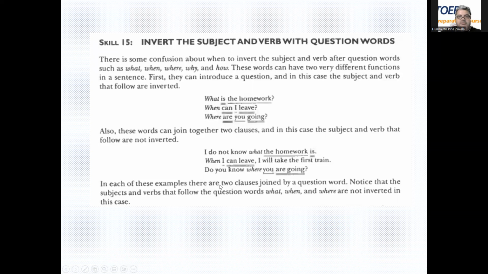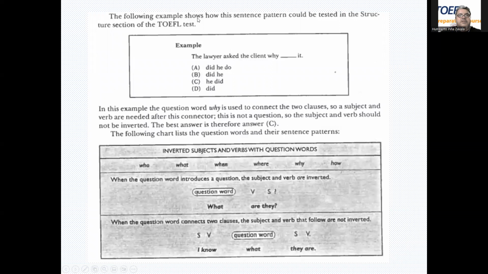In each of these samples, there are two clauses joined by a question word. Notice that the subjects and the verbs that follow the question words what, when, and where are not inverted in this case. The following example shows how this sentence pattern could be tested in the structure section of the test.